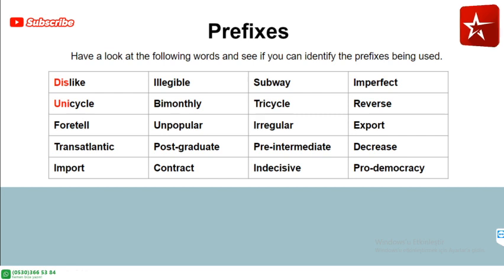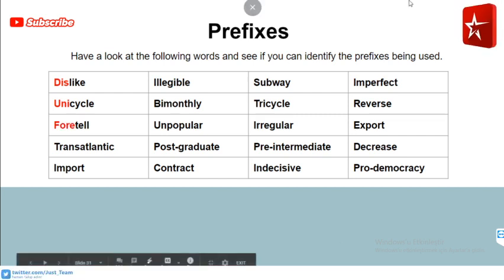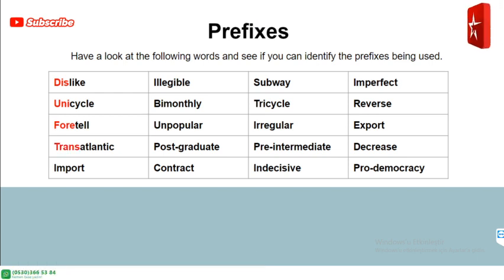And then in foretell, we have for. And in the next one, transatlantic, we have trans. Very good, Sumia. That's correct. Very good, Sevda. And then in import, can anybody tell me the one for import? The next one for import is im. Then going to the next column, we have illegible. And the prefix there is il.